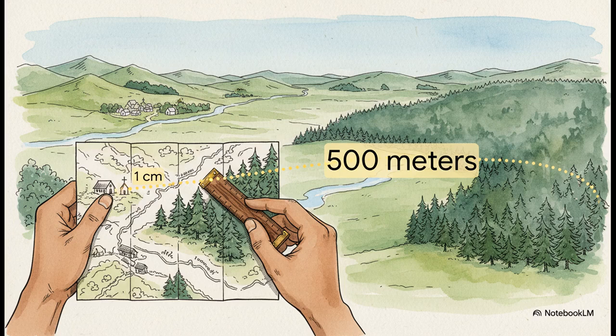It means that for every 1 centimeter you measure with a ruler on that map, that represents 50,000 centimeters, or, to make it way easier, 500 meters out on the actual ground. Think about that for a second. That's the power of scale. It literally allows you to hold an entire country, an entire landscape, right in your hands.